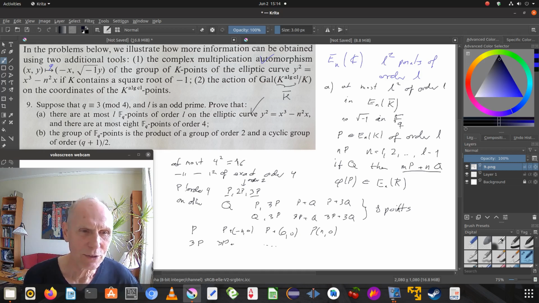All right. So let's give B a shot. The group of FQ points is the product of a group of order 2 and a cyclic group of order (Q plus 2)/2.